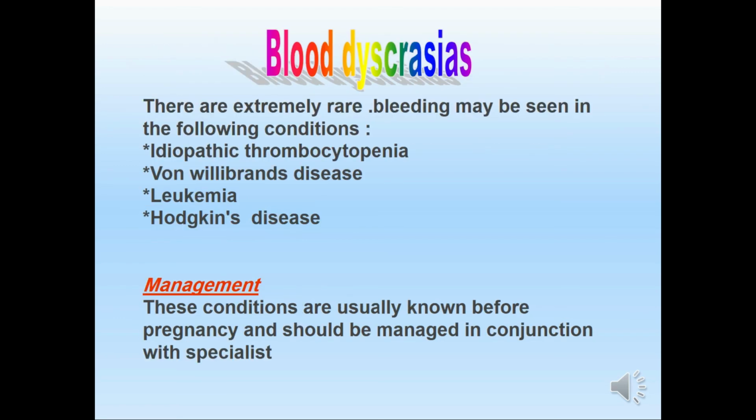Blood dyscrasias are extremely rare. Bleeding may be seen in the following conditions: idiopathic thrombocytopenia, von Willebrand disease, leukemia, Hodgkin disease. Management: these conditions are usually known before pregnancy and should be managed in conjunction with a specialist.